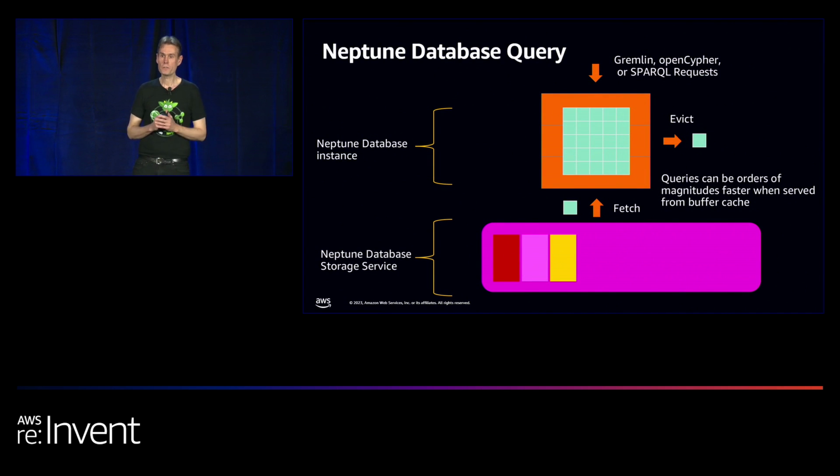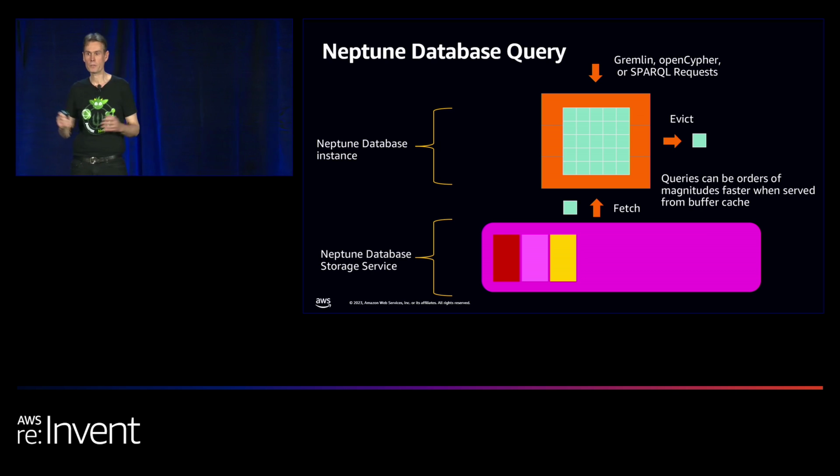I mentioned that Neptune databases are a very traditional type of database architecture. Databases separate compute and storage. You can create Neptune clusters. Clusters have a primary writer. They have up to 15 different low latency read replicas.